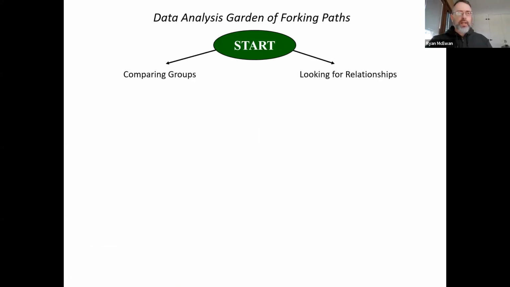So back to the data analysis garden of forking paths, where we make a choice between comparing groups and looking for relationships. And a reminder that there's many other paths, many other forks. But this is just an overall framework for analysis of biological data that I think is helpful for folks in their first analysis class.